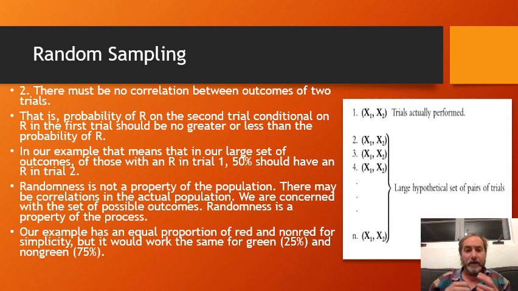So what does this mean? This means randomness is not a property of the population at all. Maybe for all we know, there is a correlation between different variables or different values of variables in the population. What we're saying there shouldn't be a correlation between is the sampling process. We're concerned with the sets of possible outcomes. There shouldn't be correlations in those.